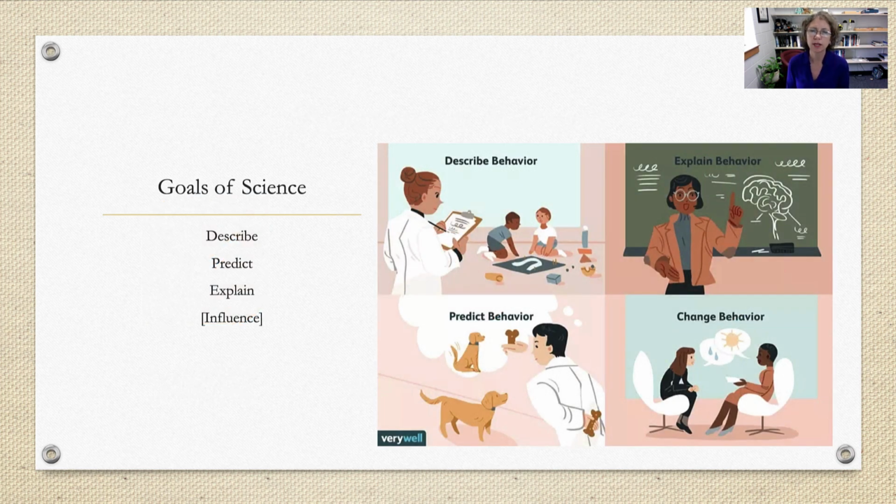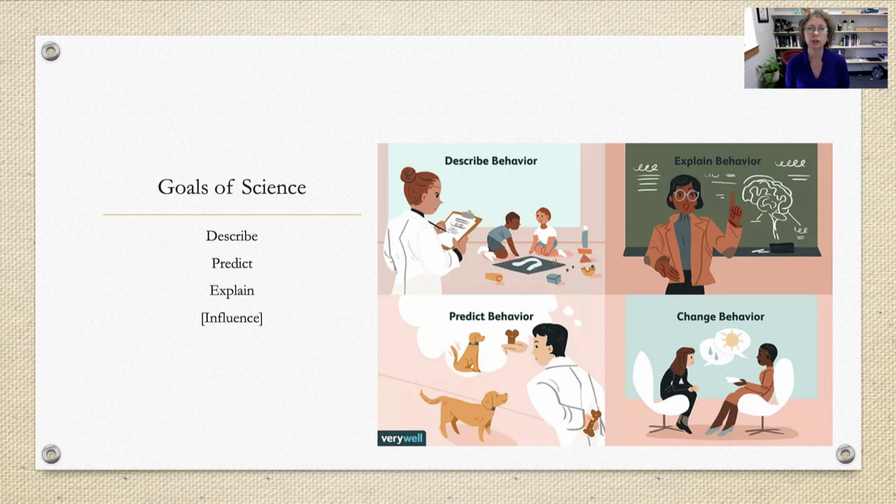Some of the goals of science that the chapter talks about are describing, predicting, and explaining. And then I included one that is also brought up. I call it influence, but I've seen it called control, change, or modify behavior. So back up to the top there, describe, that's gathering behavioral information through observations in efforts to understand what is presently going on, to understand human behavior and describe it.